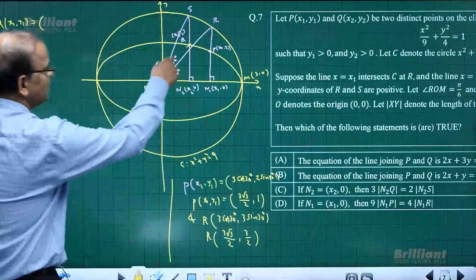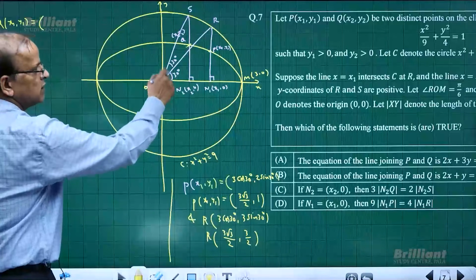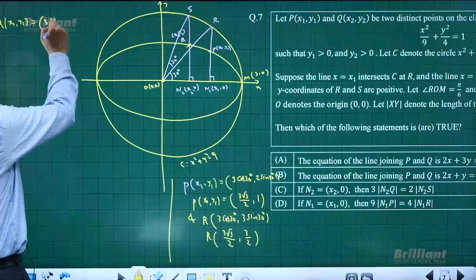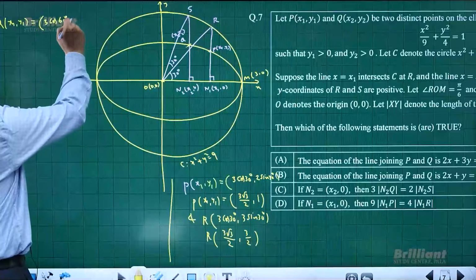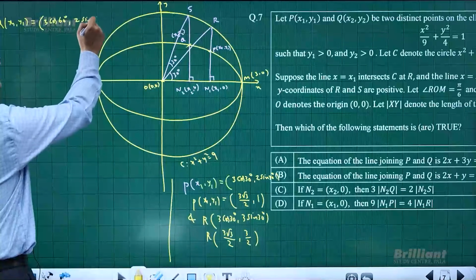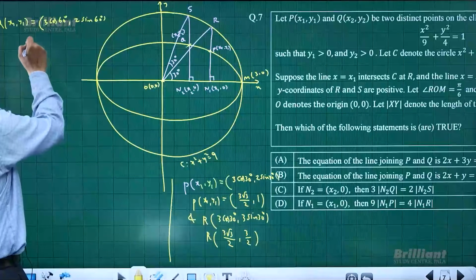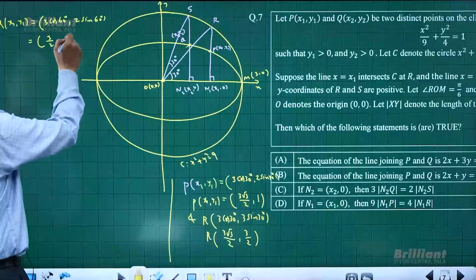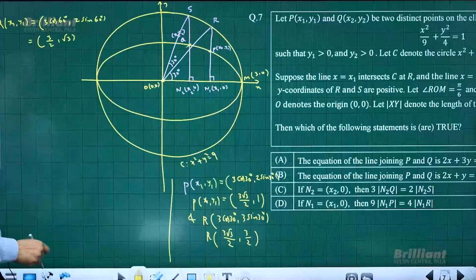A cos 60, because the total is 60, 30, 30. So, A is 3 cos 60 and B is 2 sin 60. Therefore, this is 3 by 2, and 2 sin 60 is root 3, so it is 3 by 2 comma root 3. This is the Q point.